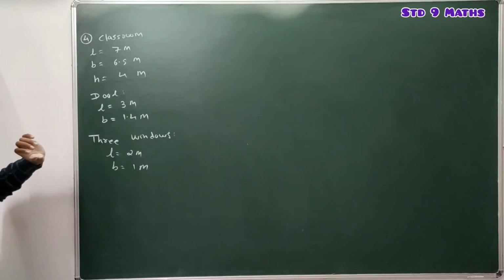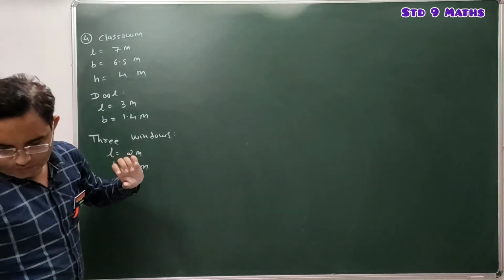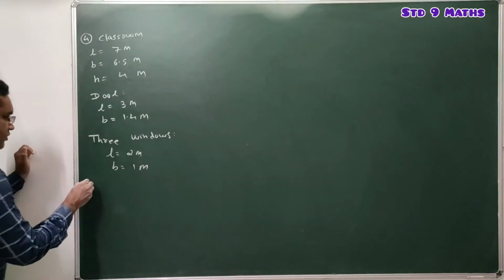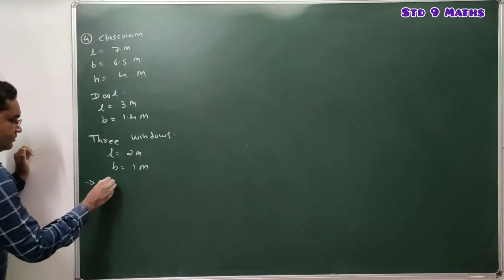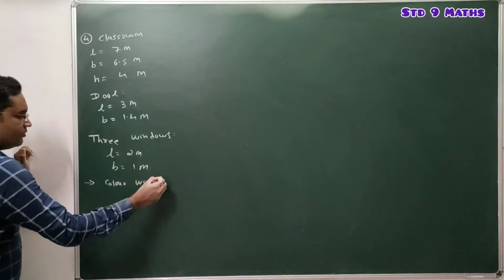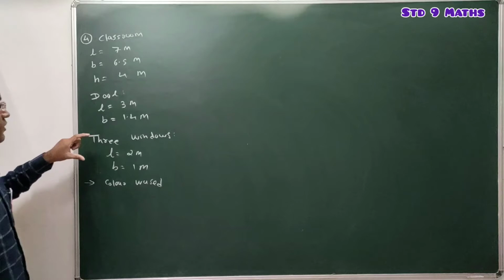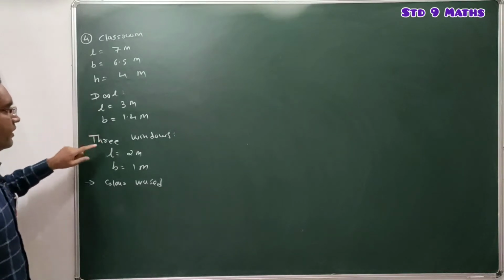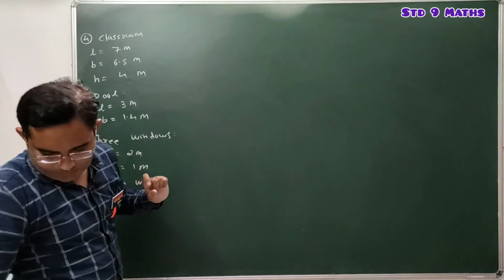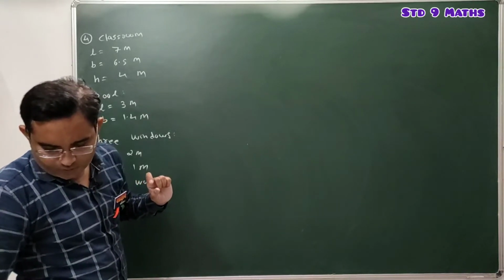This is the dimension. So now what we have to do? The interior wall is to be color washed. The walls of this classroom to be color washed, that means we have to avoid the area of door as well as 3 windows. Done? So the interior wall of this classroom to be color washed.